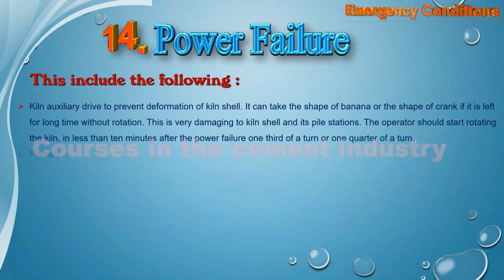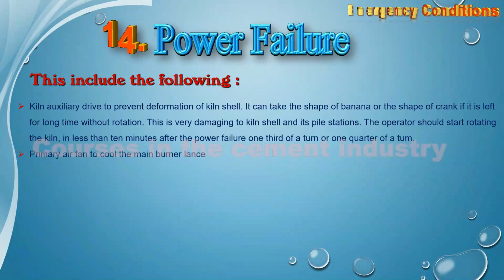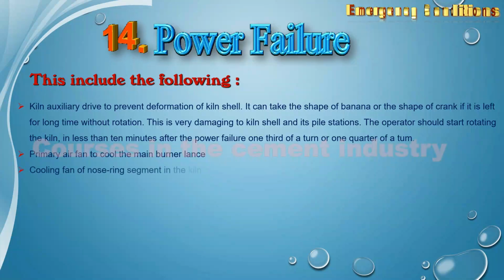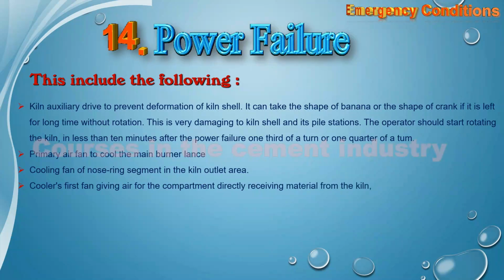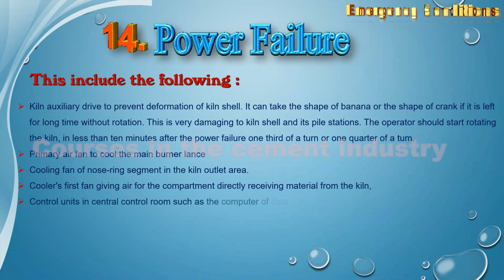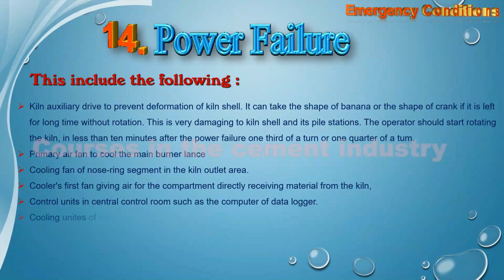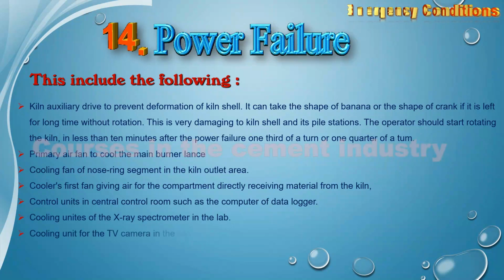2. Primary air fan to cool the main burner lands. 3. Cooling fan of nose ring segment in the kiln outlet area. 4. Cooler's first fan giving air for the compartment directly receiving material from the kiln. 5. Control units in the central control room, such as the computer of the data logger. 6. Cooling units of the X-ray spectrometer in the lab. 7. Cooling unit for the TV camera in the kiln hood.